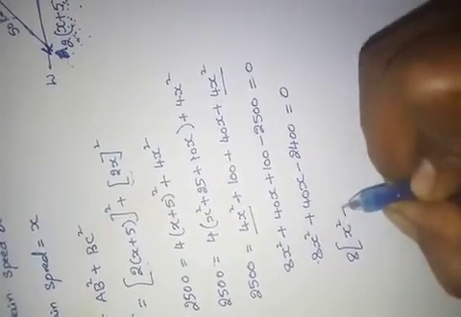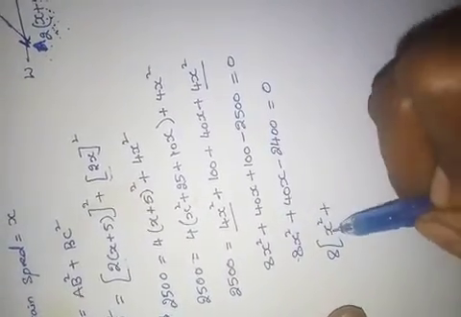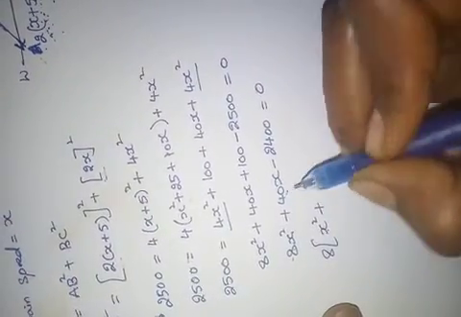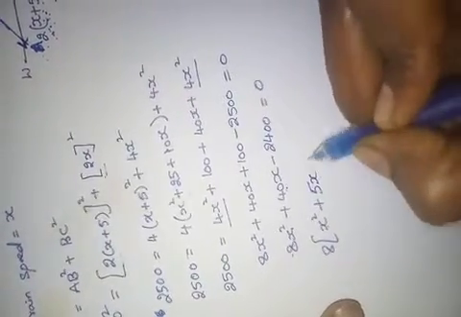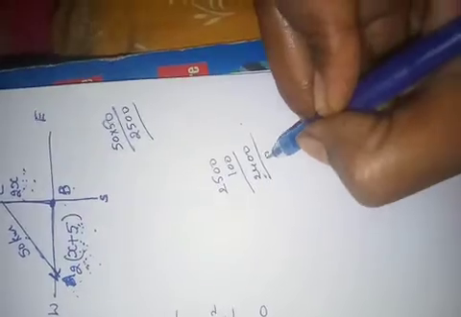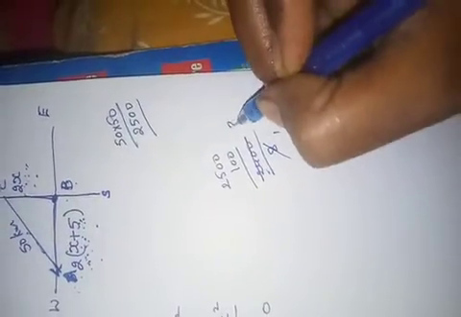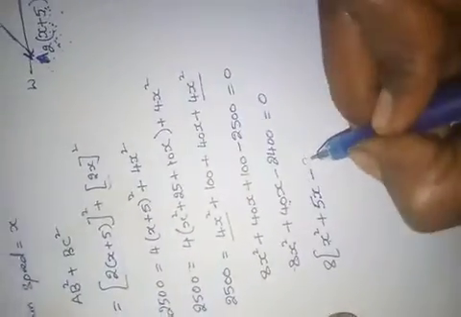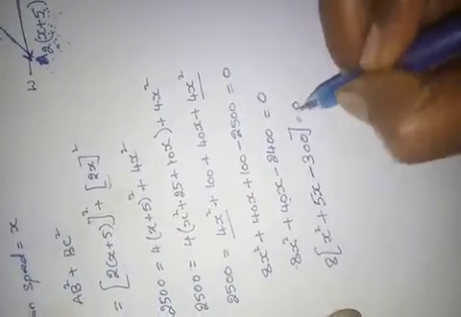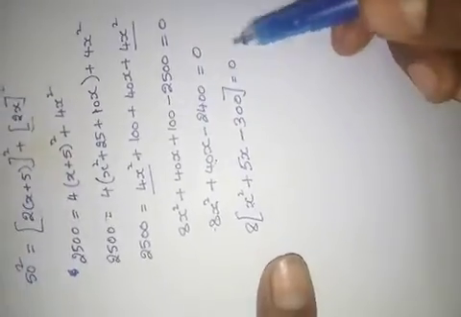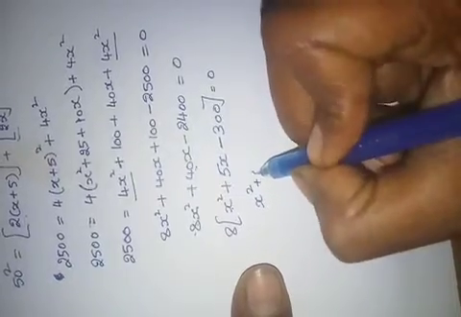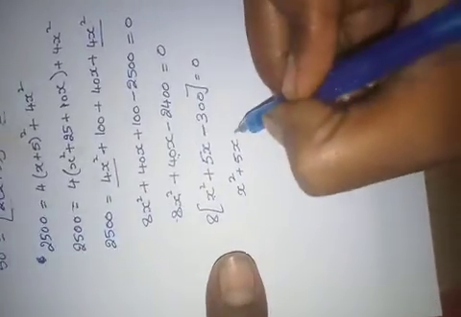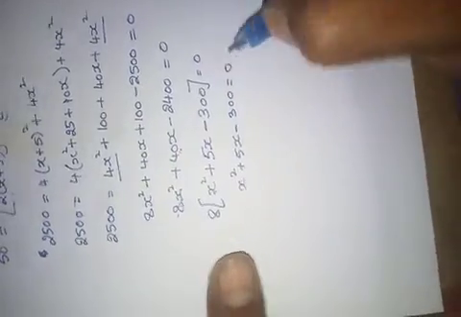Now take 8 as common. What will it become? 8 as common. What is the remaining term? x square. 8 table 40, where will we get it? 8 5s are 40x minus 2500 divided by 8. 8 3s are 24, 300, equals, here 8 is multiplying. If I send it to that side, it will divide. So what does our equation become? x square plus 5x minus 300 equals 0.